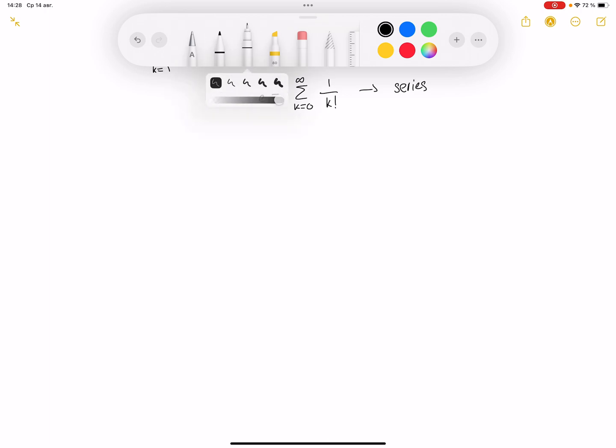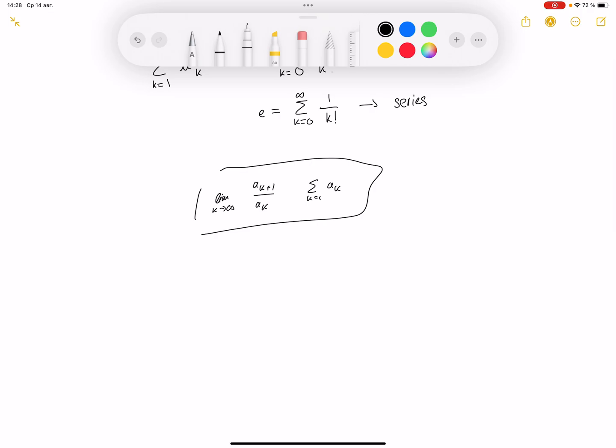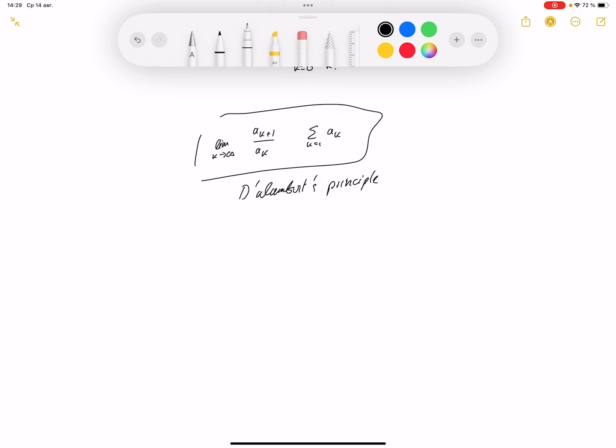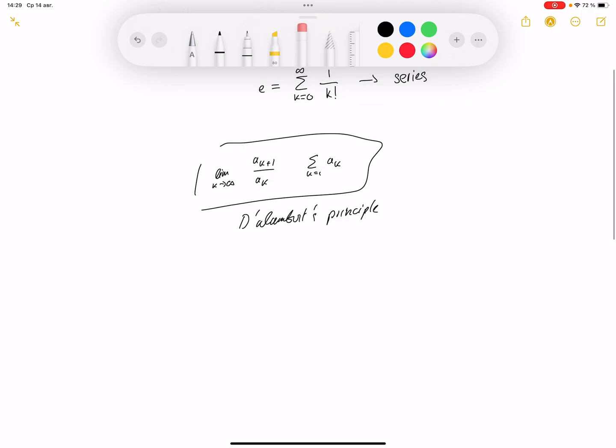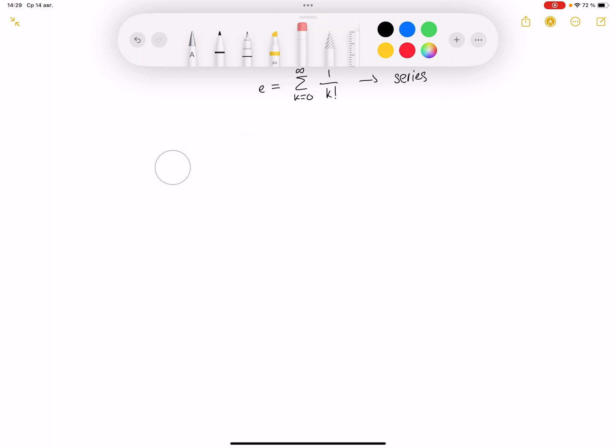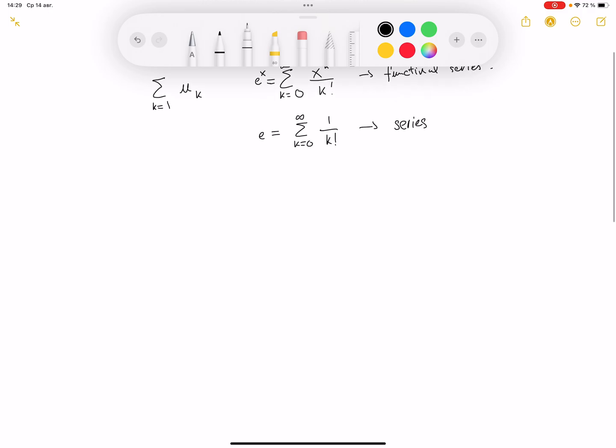It is basically the limit as k tends to infinity of a_(k+1) over a_k, where the series is basically with terms ak. This is how you find convergence. This is actually called D'Alembert's principle. And you often also use the Cauchy-Maclaurin test, the integral test, as you refer to it. But I digress. This is what you basically study in Calc 2, if I'm correct, of course.